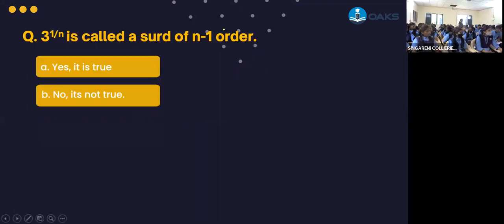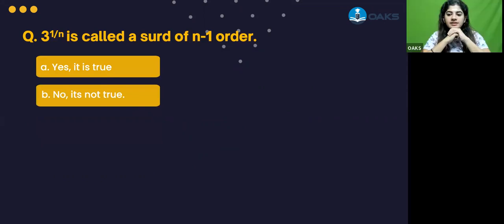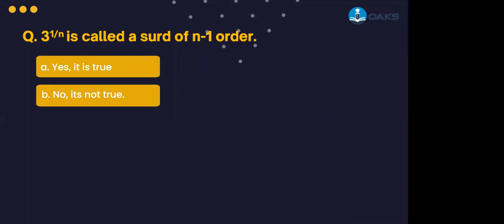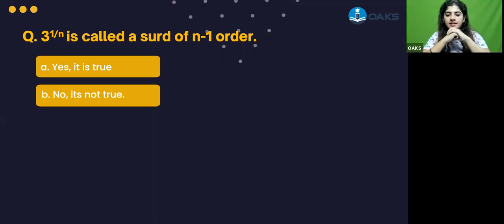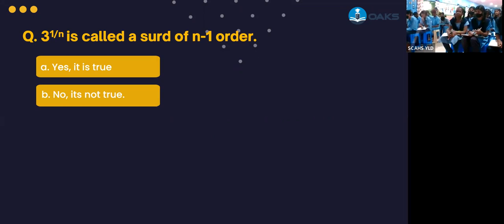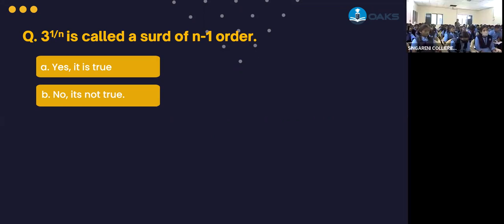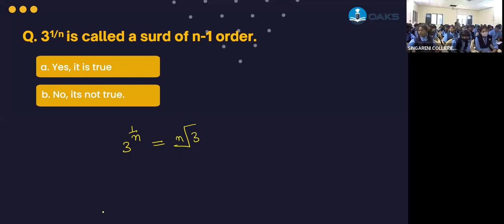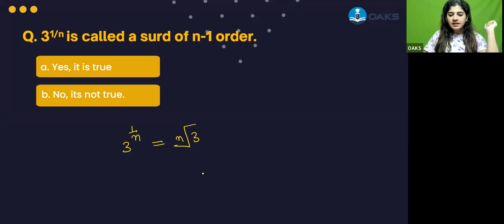See, read this question. Okay, someone is saying that A is the correct answer. Okay, now, 3 raised to power 1 by n, that means this thing, right? Right? School 2, can you answer? This is right that I have written?